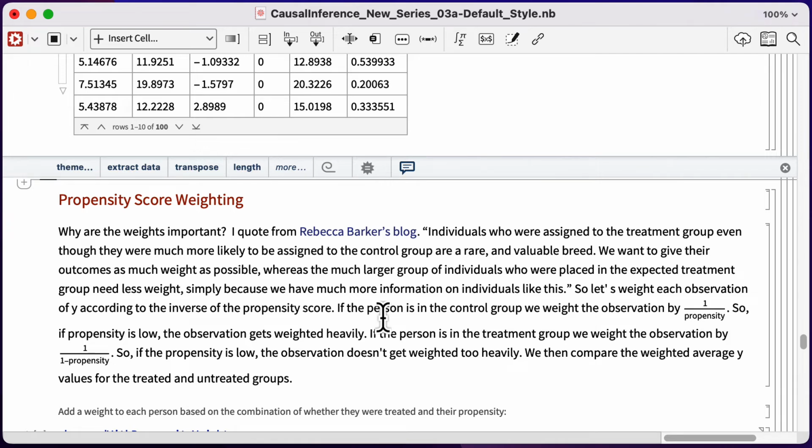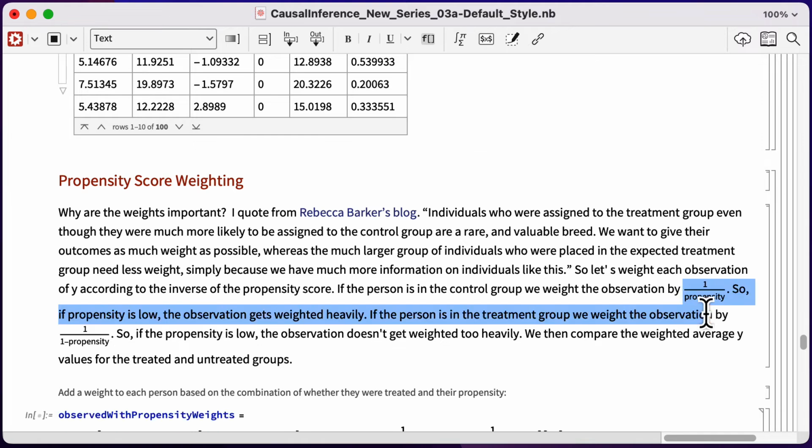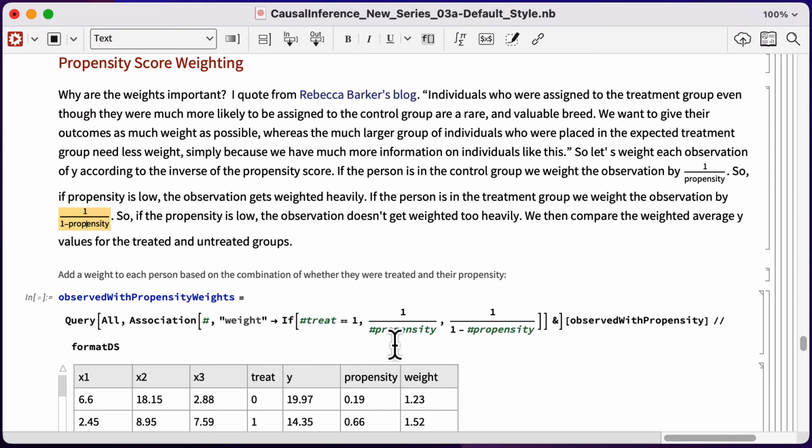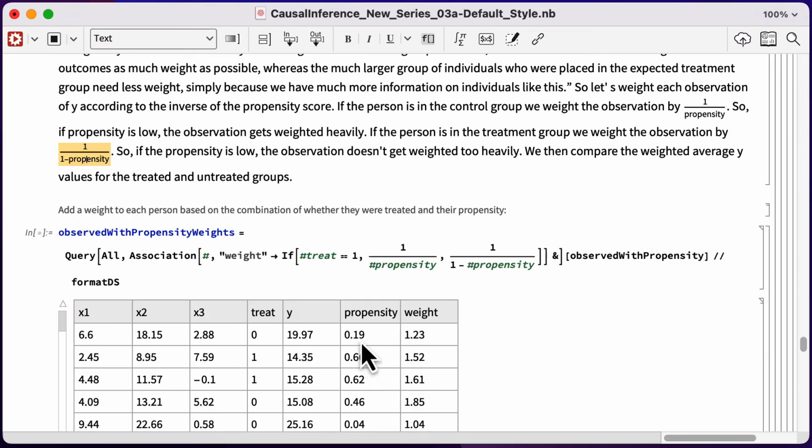If the person is in the control group, we're going to weight their observation by 1 divided by the propensity. So if their propensity was low, we're going to weight them heavily. If, on the other hand, the person is in the treatment group and their propensity is high, then we're going to weight them heavily. And so here's what we're going to get: for each person, we're going to get their weights.